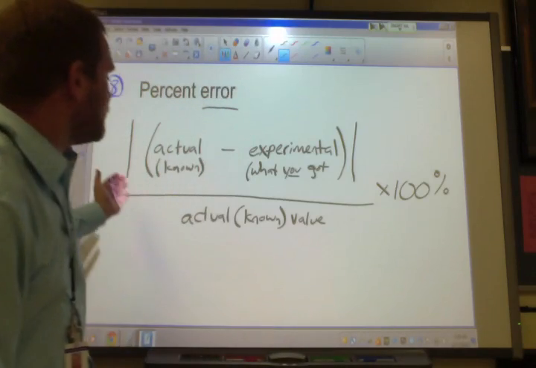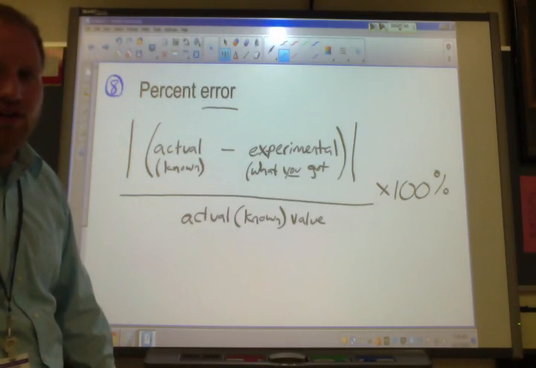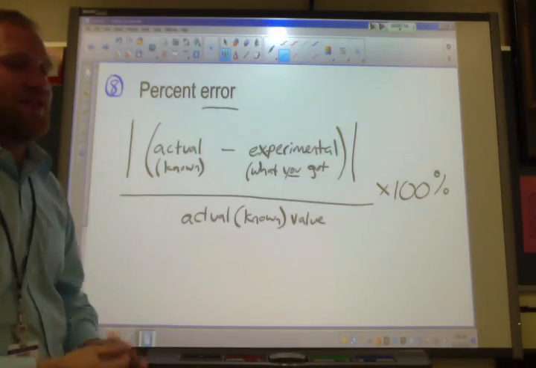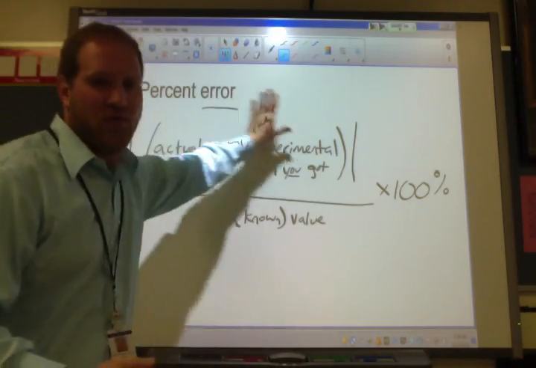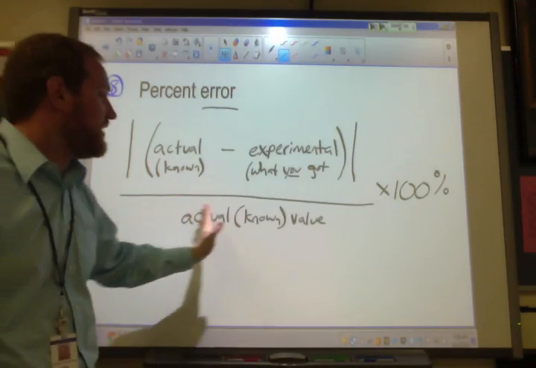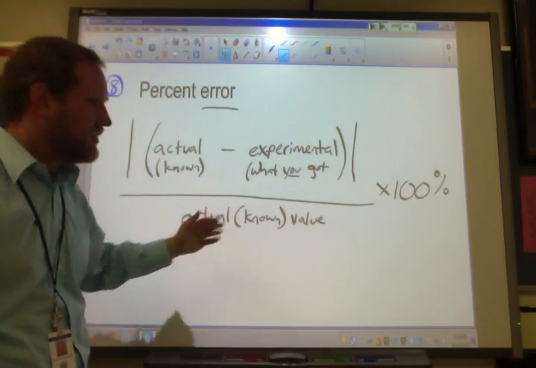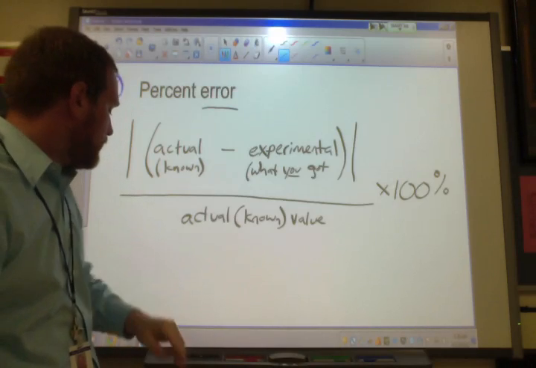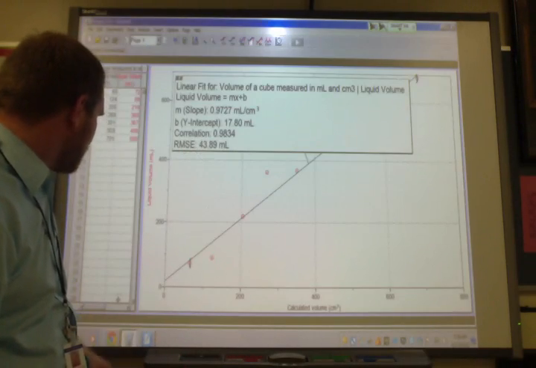Okay? So this is your basic formula for percent error. In simple terms, it's how far off you were from the perfect number, divided by what the perfect number should have been, times 100%. Let's do a couple quick calculations involving these.